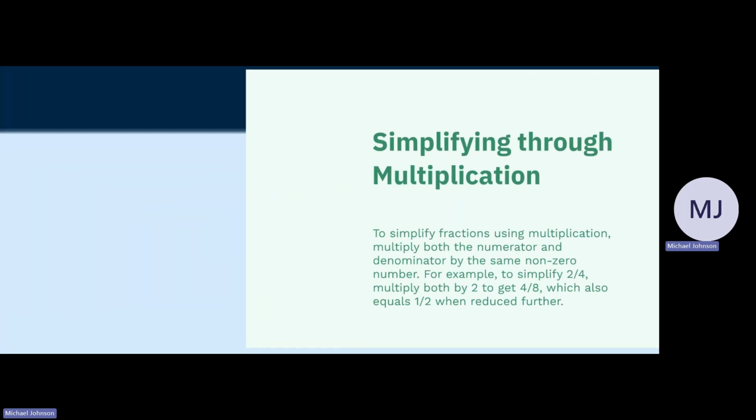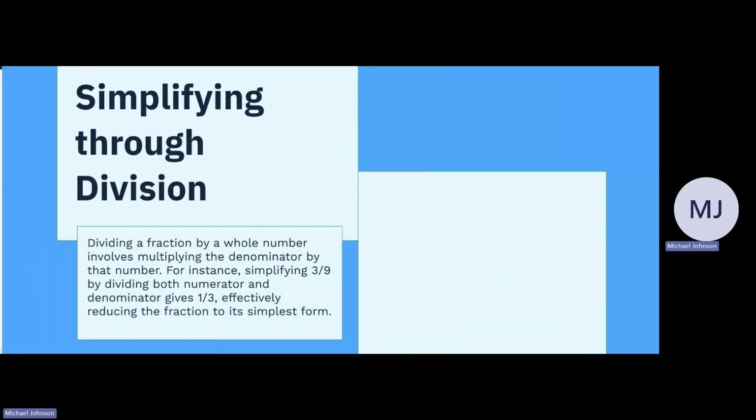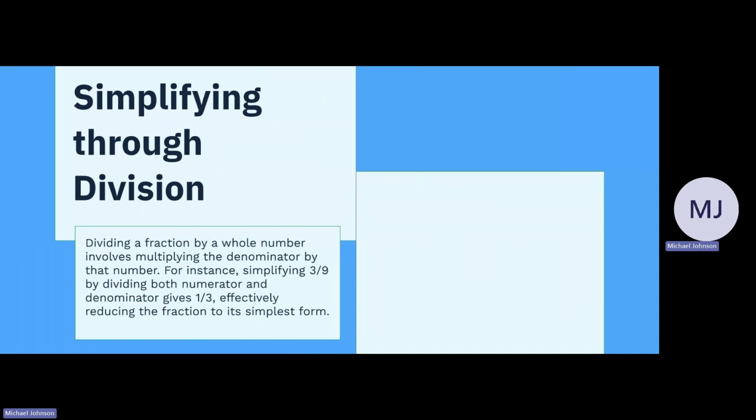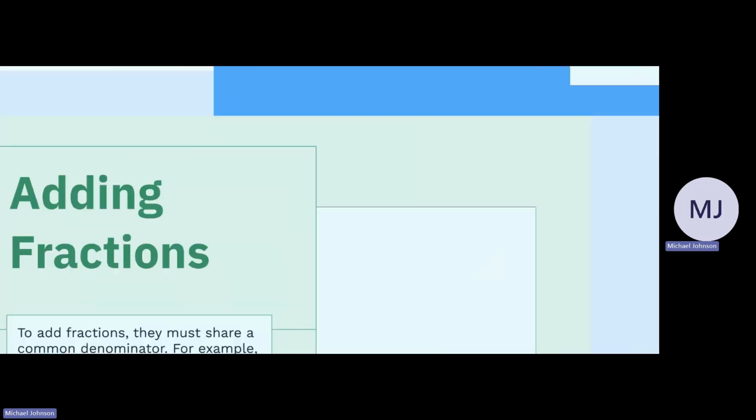To simplify fractions using multiplication, multiply both the numerator and denominator by the same non-zero number. For example, to simplify 2/4, multiply both by 2 to get 4/8, which equals 1/2 when reduced further. Dividing a fraction by a whole number involves multiplying the denominator by that number. For instance, simplifying 3/9 by dividing both numerator and denominator gives 1/3, effectively reducing the fraction to its simplest form.